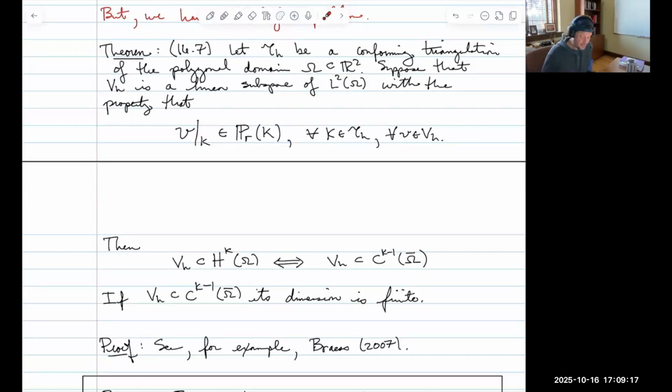Suppose that VH is a linear subspace of L2 with the following property. So far, it's a pretty rough space. L2 is not a space of smooth functions at all. But it's going to have a nice property. If I restrict V to any triangle in the mesh, then that's going to be a polynomial of degree at most R on K. So V restricted to any triangle is a polynomial of degree at most R on the triangle, for every triangle in the mesh and for every V that I pull out of the subspace VH. Okay?